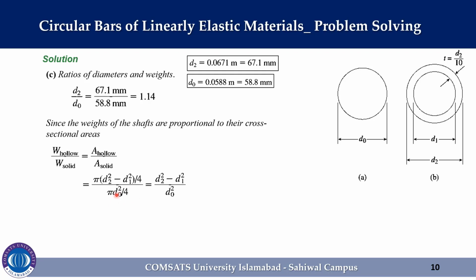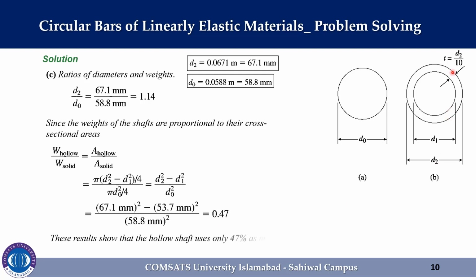d1 and d2 represent the inner and outer diameter of the hollow shaft respectively, and in the same way d naught is the diameter of the solid shaft. So after simplifying the equation and putting the values of diameters, the ratio will be equal to 0.47. These results show that the hollow shaft uses only 47% as much material as does the solid shaft, while its outer diameter is only 14% larger.